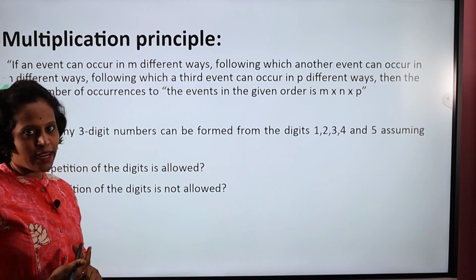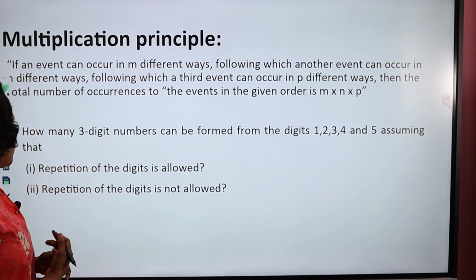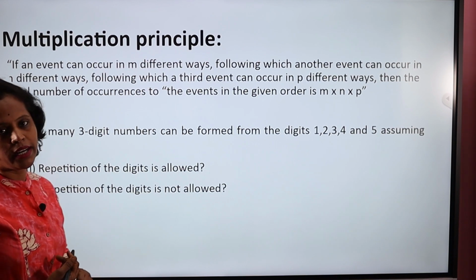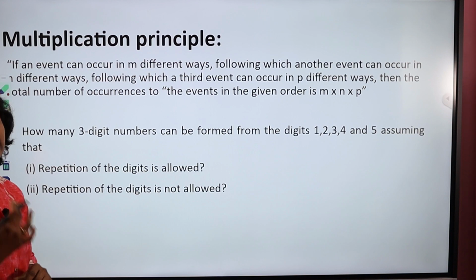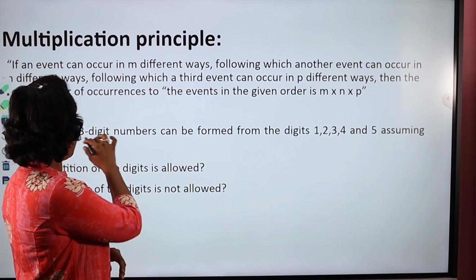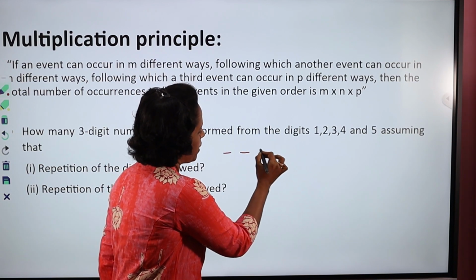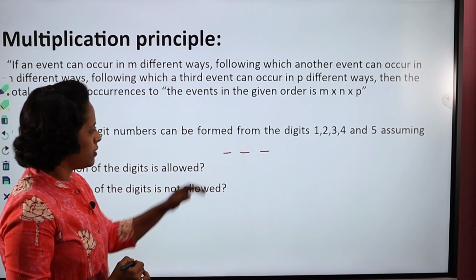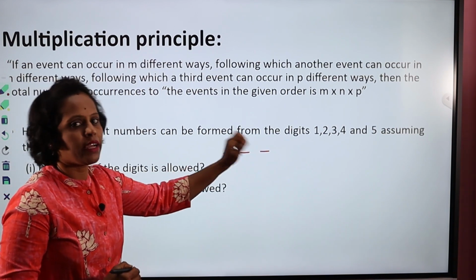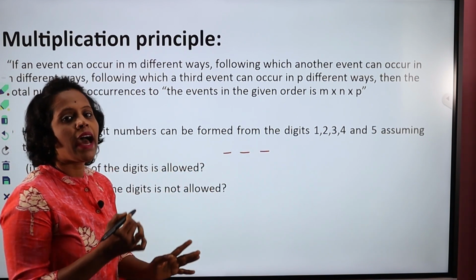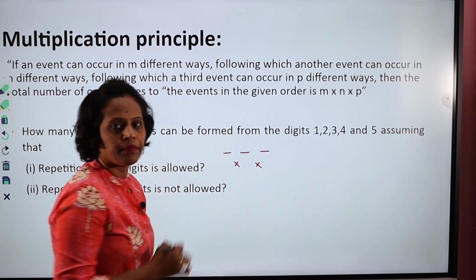How many 3-digit numbers can be formed from the digits 1, 2, 3, 4 and 5, assuming that repetition of the digits is allowed? Let's see the first one here. Repetition of the digits is allowed. So, we have to form 3-digit numbers. I'll go with 3 blanks, right? This should be filled and second blank should be filled and third blank should be filled. So, whenever we have and, we need to go with multiplication, right?